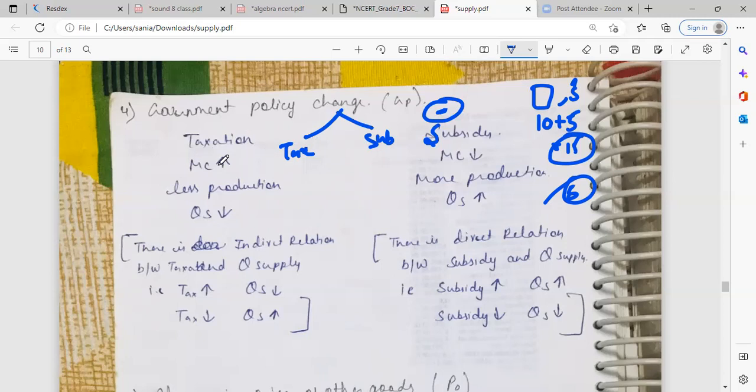Government policies can be of two types, taxation and subsidies. So if the government puts more and more tax, you will produce less because you have to pay a lot of tax to the government.